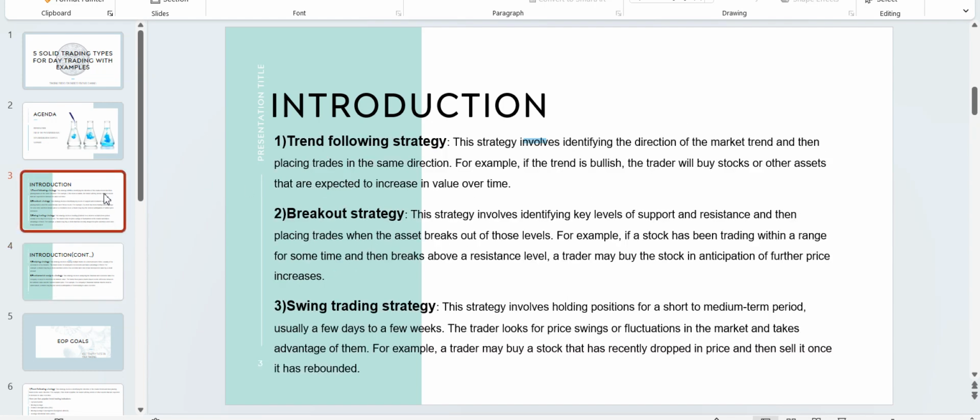What is the trend following strategy? First of all, I would like to tell you the definition here. This strategy involves identifying the direction of the market trend and then placing trades in the same direction. For example, if the trend is bullish, the trader will buy stocks or other assets that are expected to increase in value over time. I would like to give examples for all these types of trading styles. So let's get into the video.